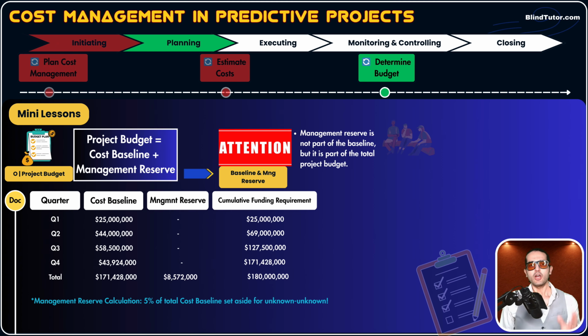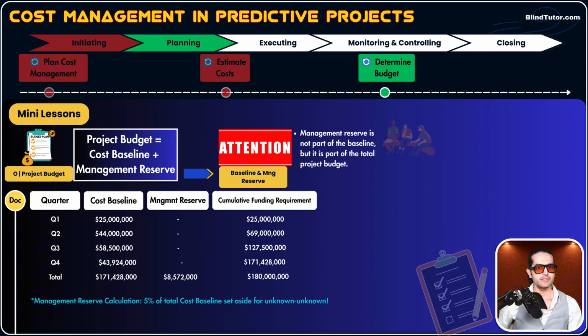To wrap it up, guys, cost baseline includes cost of all activities plus contingency reserve. Project budget is cost baseline plus management reserve. And remember, in the control cost process, the next process, we're going to compare the cost of actual work with the baseline, not the project budget. This is very important, okay? You may get a question saying, which statement is true? So be careful about these very important terms and statements.